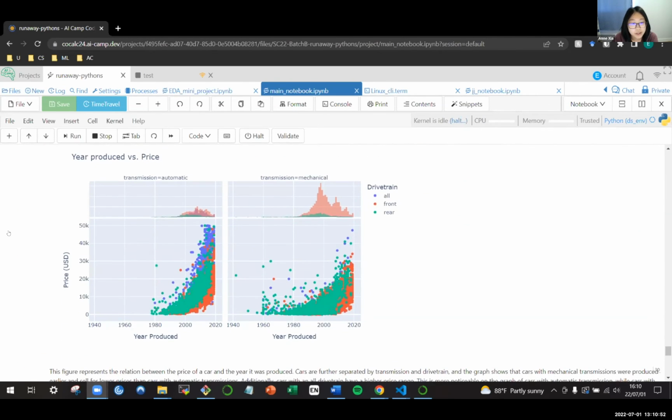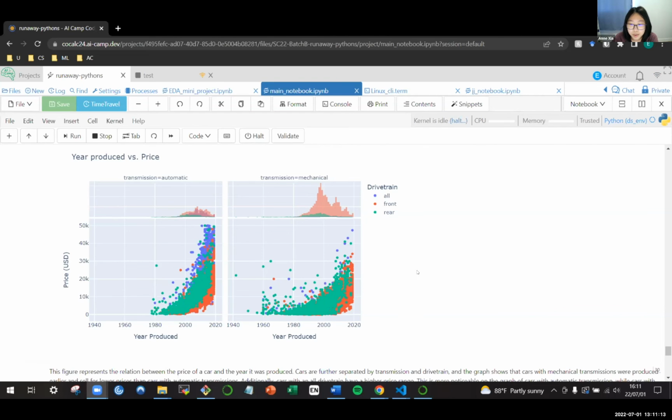This figure represents the relation between the price of a car and the year it was produced. Cars are further separated by transmission and drivetrain, and the graph shows that cars with mechanical transmissions were produced earlier and sell for lower prices than cars with automatic transmissions. Additionally, cars with an all-drivetrain have a higher price range.